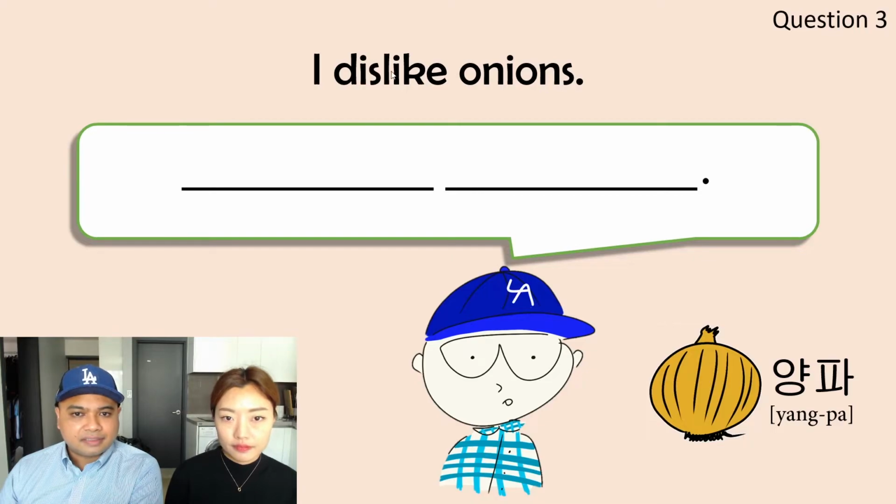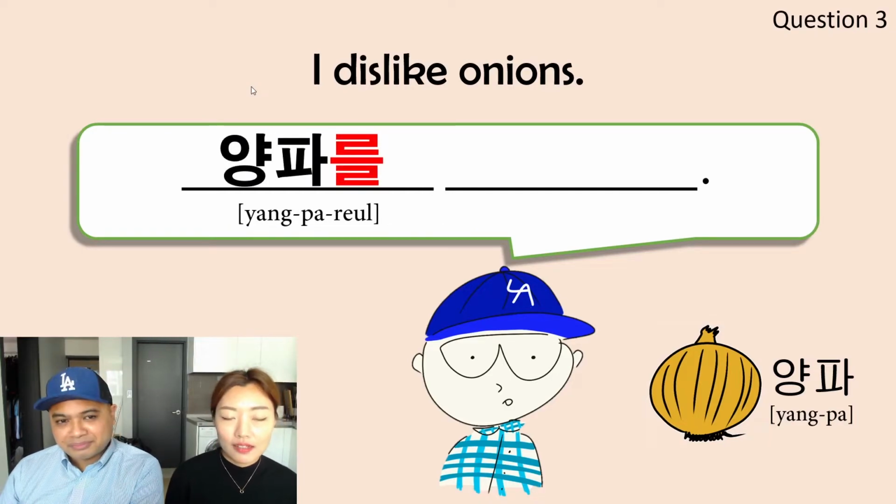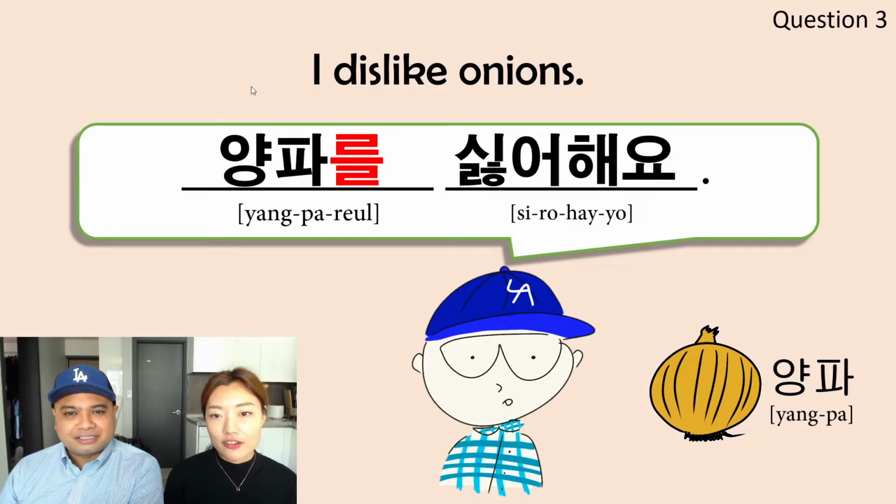Question number 3. Okay, I dislike onions. And onion in Korean is 양파. 양파 ends with a vowel. So you need 를. 양파를 싫어해요. 싫어해요.